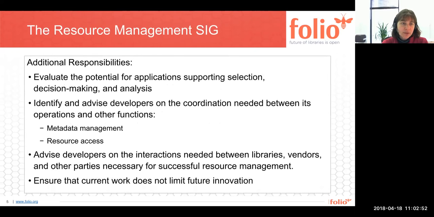Some of our additional responsibilities are to evaluate the potential for applications that can support selection, decision-making, and analysis, and identifying and advising developers on the coordination needed between the operations managed by the resource management SIG and other functions happening within Folio, specifically resource management and resource access, two very large common functionalities needed in libraries. We also advise developers on the interactions that are needed between libraries, vendors, and other parties to have successful resource management. And we do our best to ensure that our current work is not limiting future innovation.